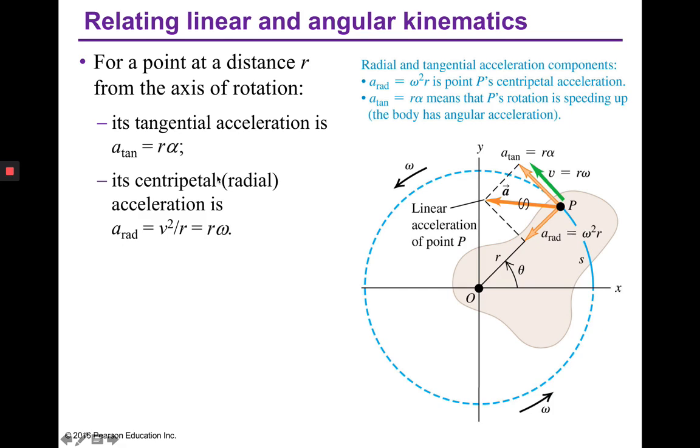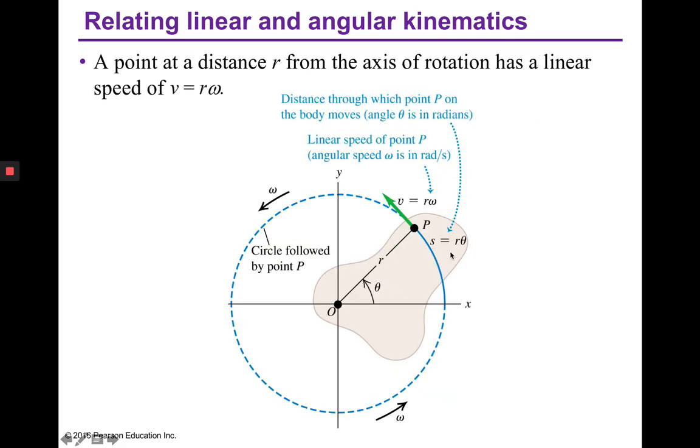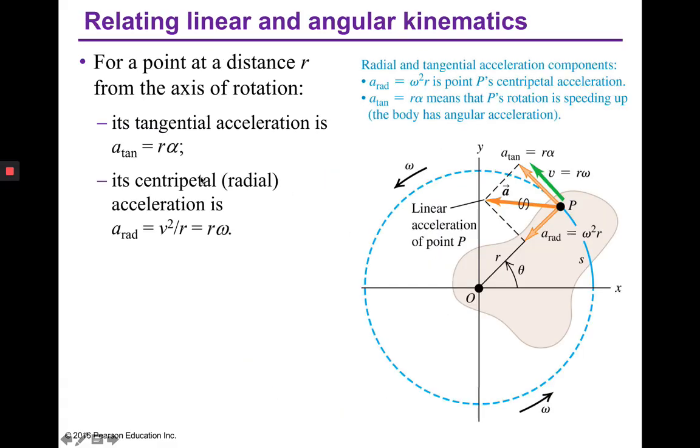And just like s and v, to get from angular over to linear, we multiply by r. So a is r alpha. And then this one's the same thing we've always had. The radial, or centripetal, acceleration is v squared over r. But v is r omega, so we could plug in an r omega here.